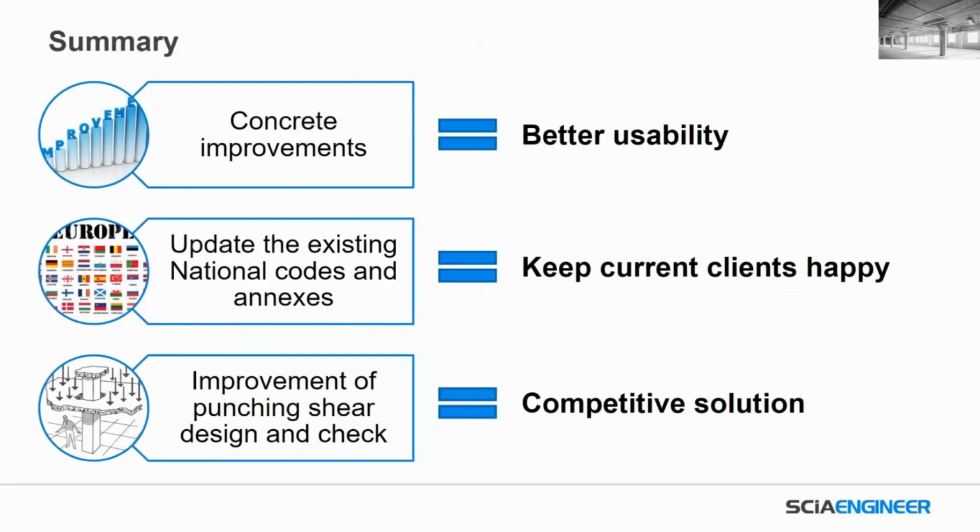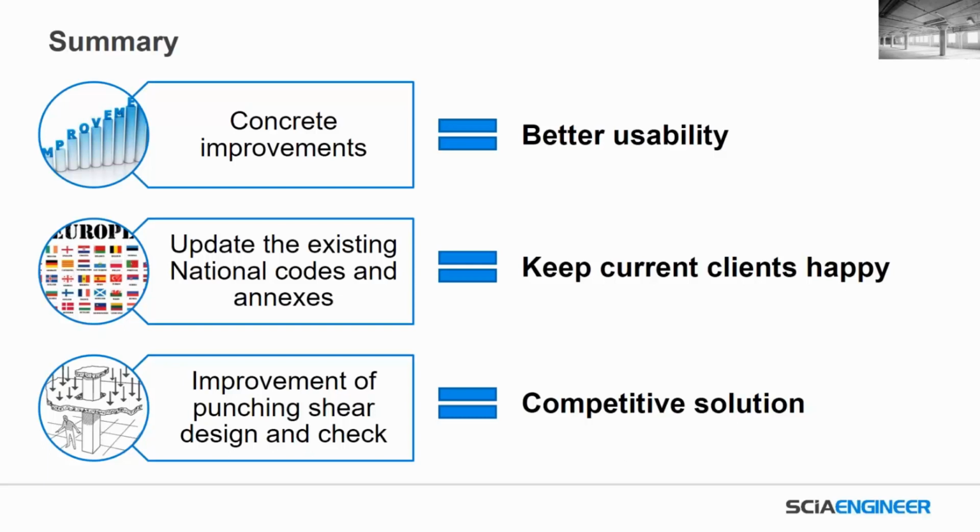So, just a summary of the concrete functionality. Really, we wanted to do the basic concrete improvements for better usability. That was the focus there, to have better usability of concrete in general. Obviously, we want to keep our current clients happy with the improvements to different national annexes and national codes. And then finally, with the punching shear check, we really wanted to provide a competitive solution to what exists out on the market. And I think that we've done that in allowing people not only better results, but also a better way to visually view exactly what's happening with the punching shear.